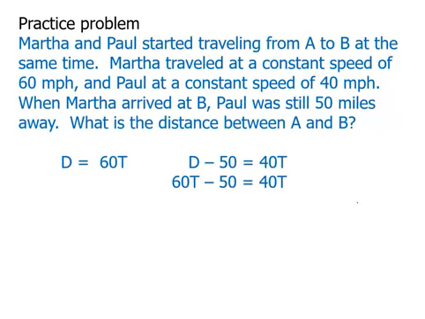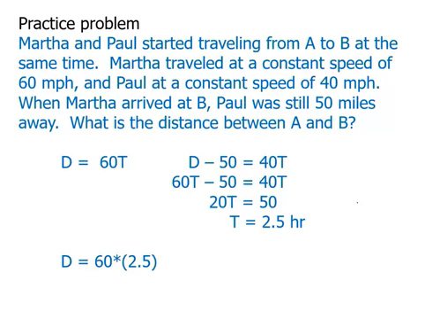We get 60t minus 50 equals 40t. Add 50 to both sides, subtract 40t from both sides, we get 20t equals 50. Divide by 20, we get t equals 5 over 2, or 2.5 hours. Now that we have the value of t, solve for d. Plug this in, it makes sense to plug it into the first equation.